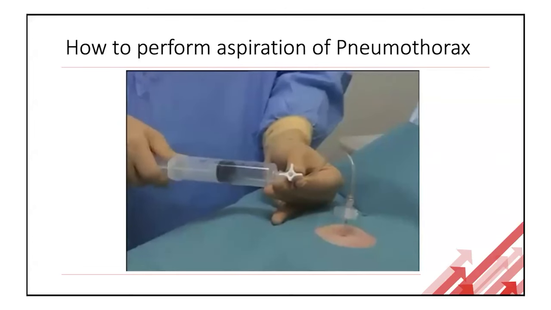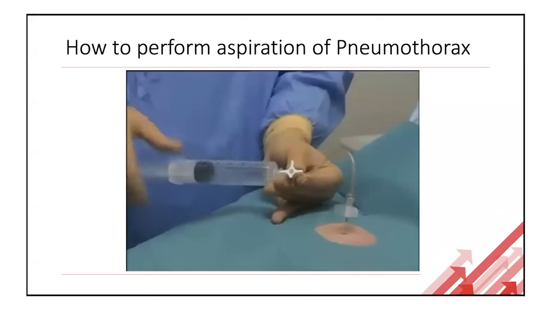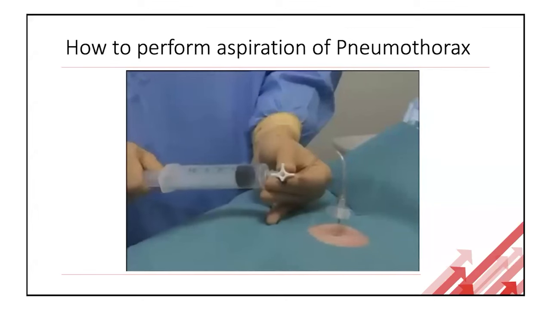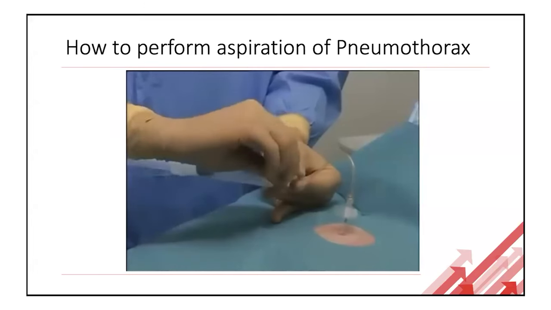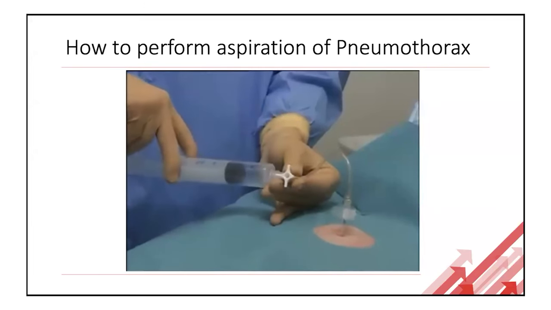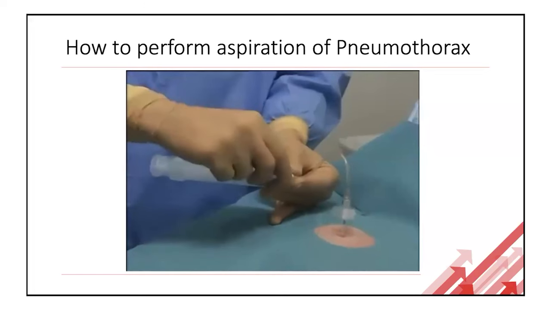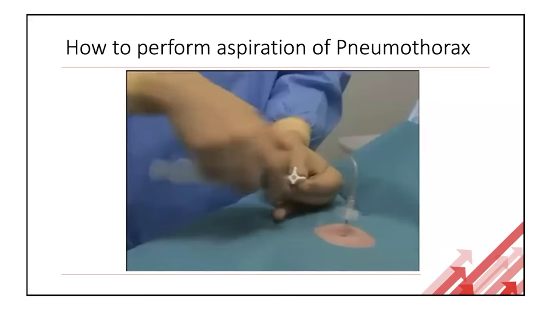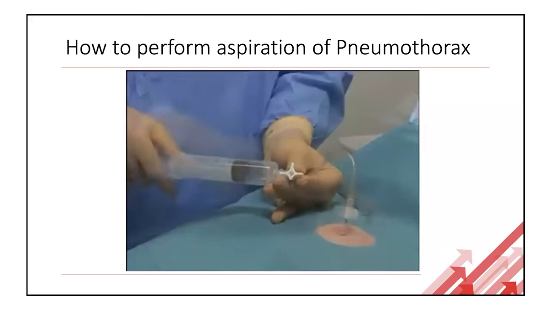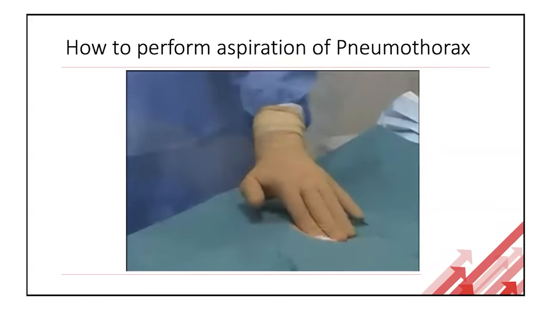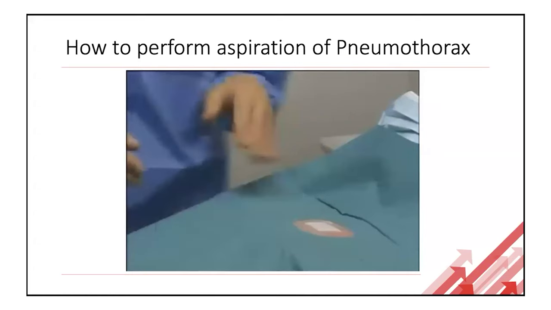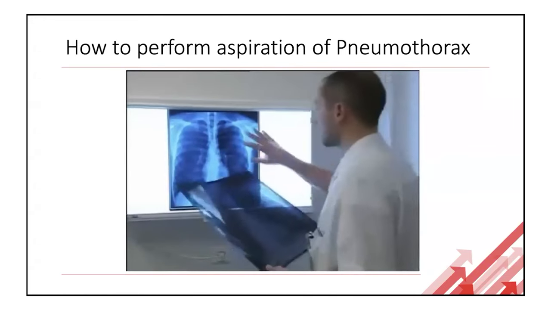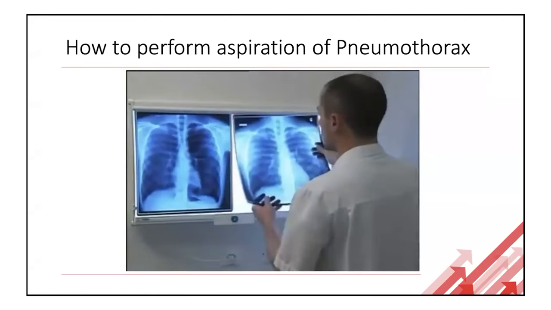Measure the volume of the air that is aspirated by counting the number of syringes evacuated. If more than 2.5 liters have been evacuated, the procedure should probably be stopped because such a large volume suggests that there is an air leak. Continue manual aspiration until you cannot aspirate any more air. Remove the catheter, put a sterile dressing on the site of insertion, and order a post-procedural chest radiograph to be obtained with the patient in an upright position.